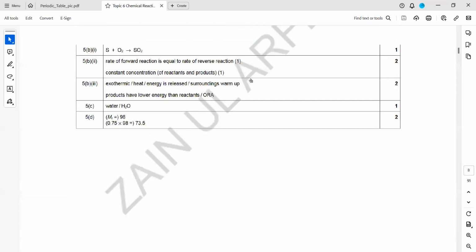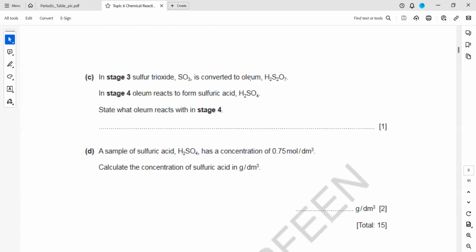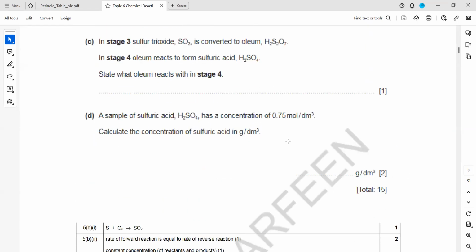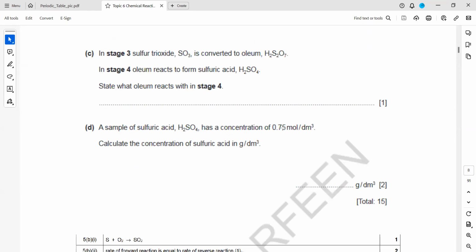About the calculation, it's 2 marks. 1 mark is for working out the molar mass. If you just write 0.75 into 98 and write the answer, if 98 is seen, you will score 1 mark. And if your correct answer 73.5 is there, you'll score the second mark. So it's not about how you get 98. If you directly write 98, which is the relative molecular mass of sulfuric acid, that's also fine.